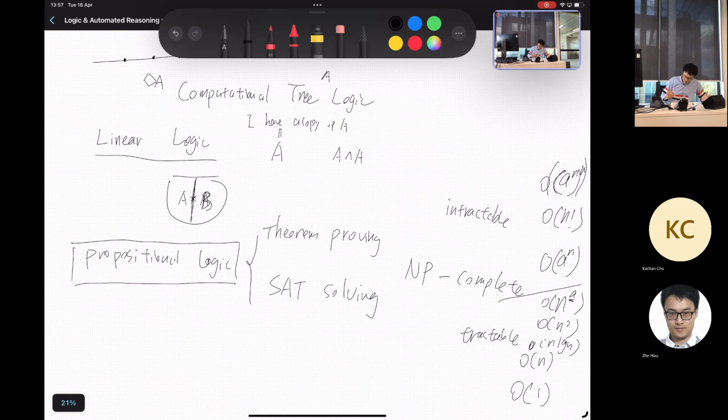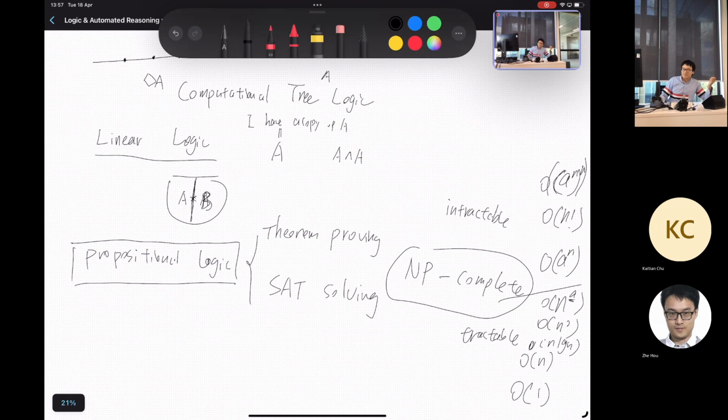And NP complete says the best solution we have today is intractable, but maybe there will be some better solutions that are tractable. We don't know. So as far as we're concerned, for today's technology, it's not efficient to solve these kinds of problems. So it's NP complete.